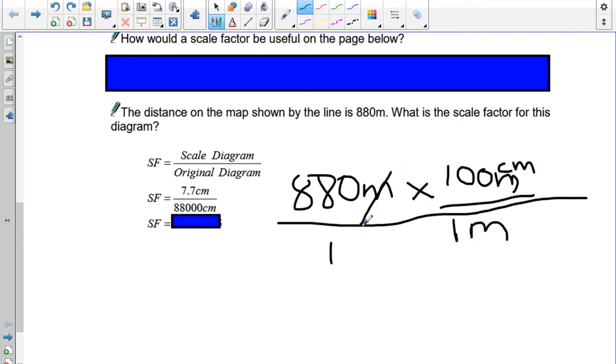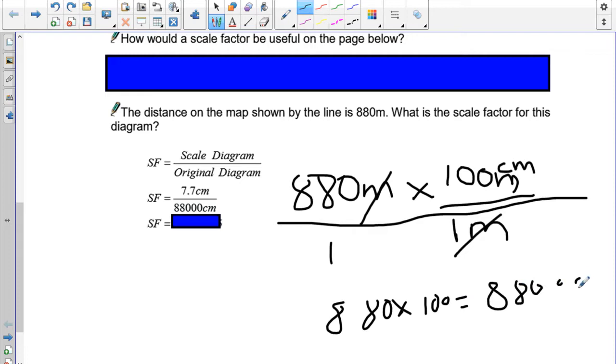We know that the meters on the top and the meters on the bottom are going to cancel out, so that leaves me with 880 times the 100. Of course, that gives me 88,000. So that's my 88,000, which you see right here.